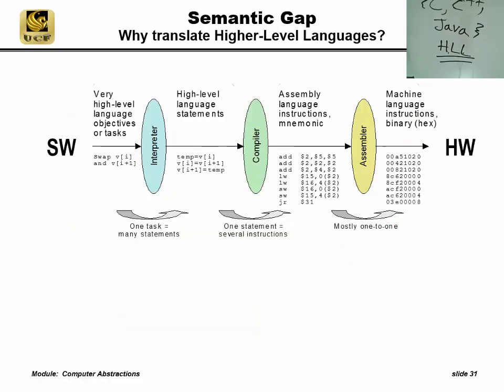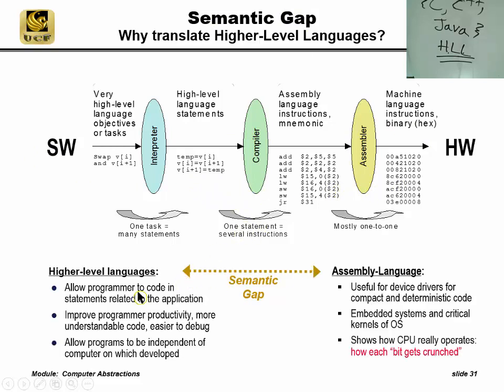Here's another graphic showing this process of translation and this concept of semantic gap. Semantic gap is the difference between what the programmer wants to execute and what hardware can do. That's semantic gap. So we bridge the semantic gap by a series of translation steps. So semantic gap between high-level language and assembly language. You can read here some of the advantages of high-level that I've already mentioned.